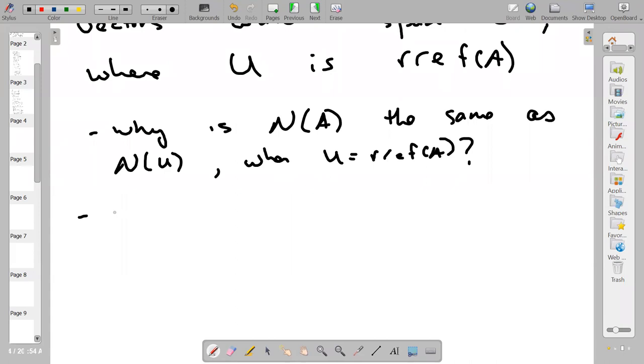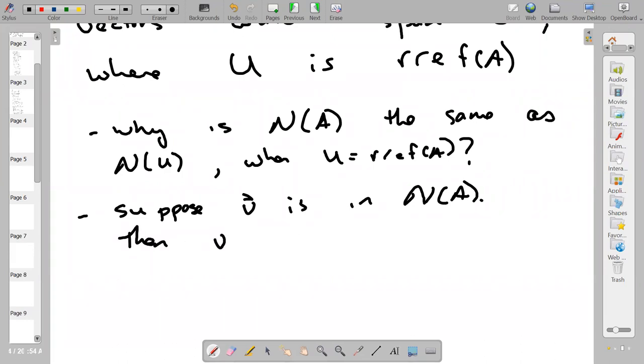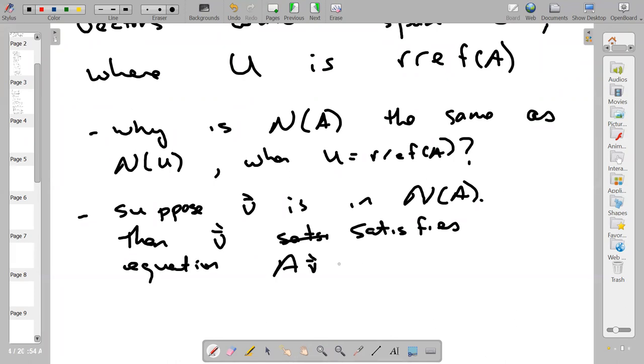So suppose that the vector V is in the null space of A. Then V satisfies the equation AV equal to the zero vector. So that's by definition, right?